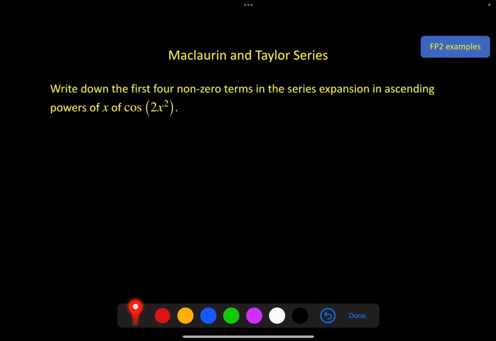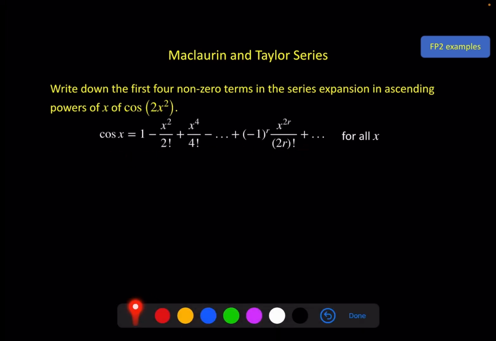The first one is write down the first 4 non-zero terms in the series expansion in ascending powers of x of cos 2x squared. So here we need to know the formula for cos x. This is in the formula booklet, written like this. So all we need to do here is, instead of writing x, write 2x squared. And then everywhere there's an x in the formula, replace that with a 2x squared in brackets. Be careful to put the brackets in, because when you do powers on this, it will affect the 2 as well as the x squared.